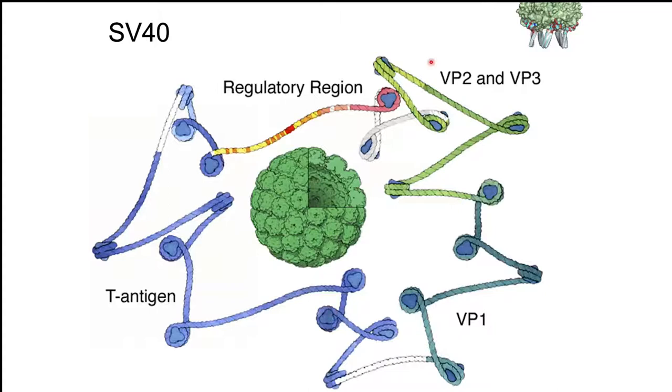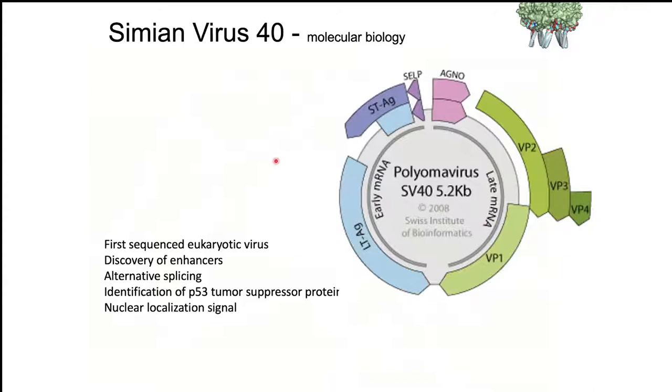As I said, there's 25 histones that wrap up the 5,000 base pair genome that encodes for the T antigen, which immortalizes the cells, some regulatory proteins, and of course the VP1, VP2, VP3 coat proteins. SV40 is sort of the pet of molecular biologists. It was the first sequenced eukaryotic virus. It was instrumental in the discovery of enhancers, alternative splicing, and the p53 tumor suppressor protein and the nuclear localization signal. So many breakthrough discoveries of molecular biology have been done with the polyomavirus genome.